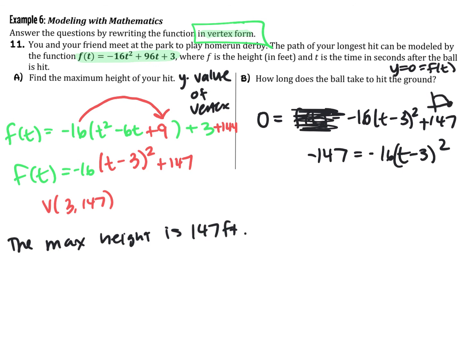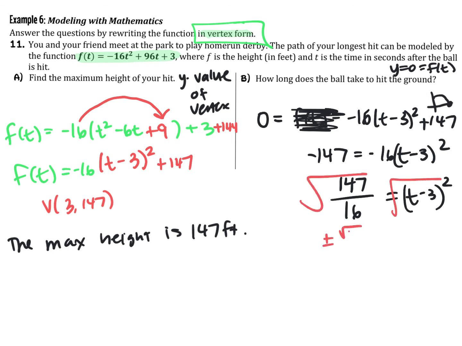I'm going to divide by negative 16, which is going to just give me positive 147 over 16 equals (t minus 3) squared. And then I'm going to solve using square root. So I'm going to square root both sides. That's going to give me plus or minus the square root of 147. The square root of 16 is 4. And that's going to equal t minus 3. So t is going to be 3 plus or minus the square root of 147 over 4.